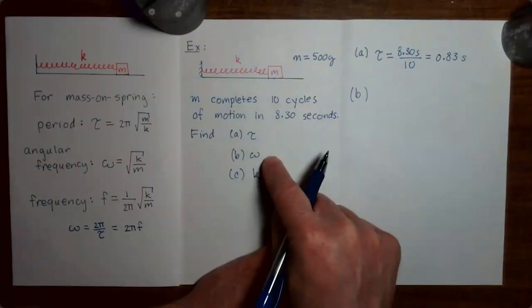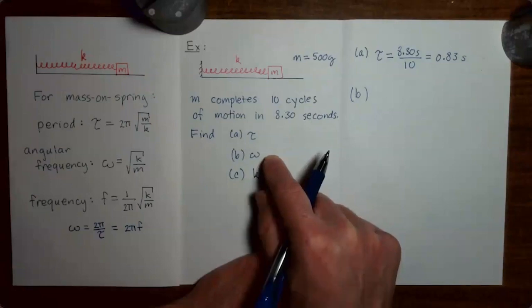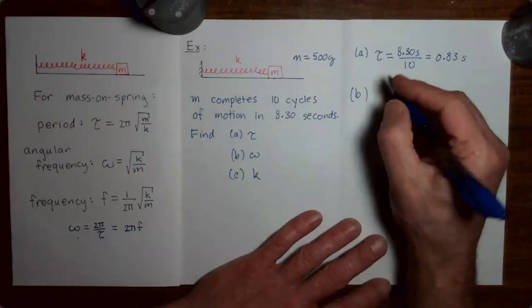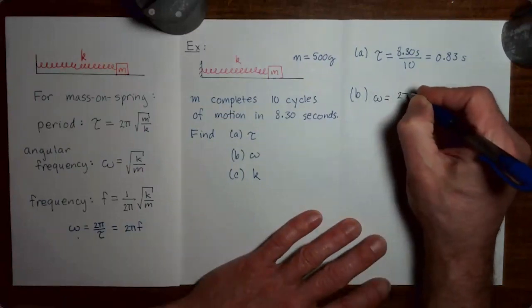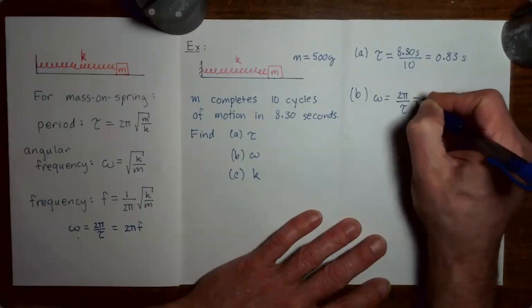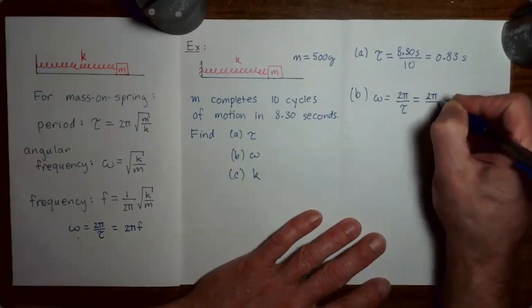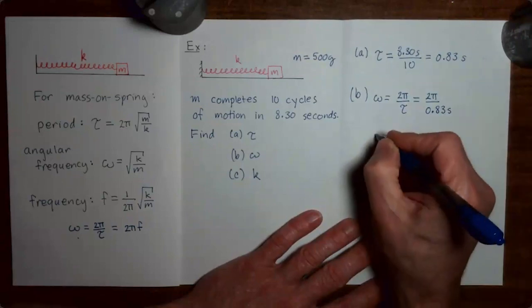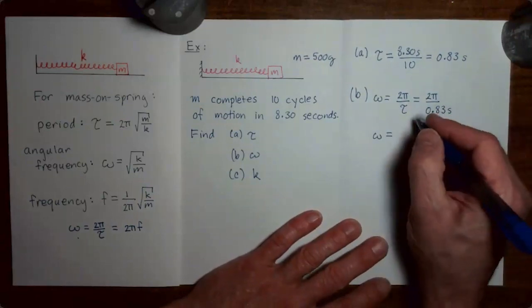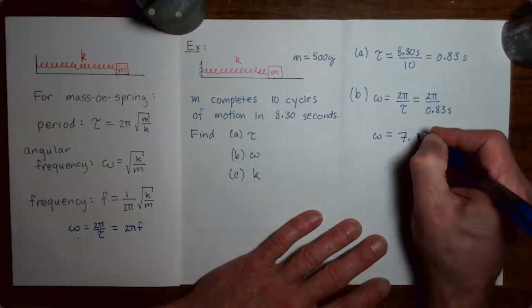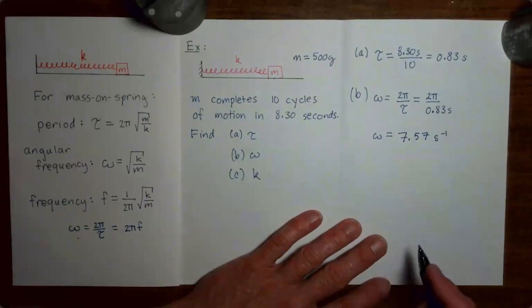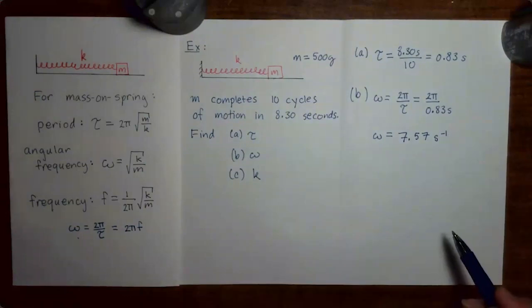For part B, we want to find the angular frequency. Notice from here that the angular frequency is 2 pi over the period. So I'll just copy that equation and then substitute in this value for the period here. So we have angular frequency is 2 pi divided by 0.83 seconds. So put that in your calculator, and I believe you will get 7.57. And then we can just use inverse seconds, or seconds to the -1, as the unit.